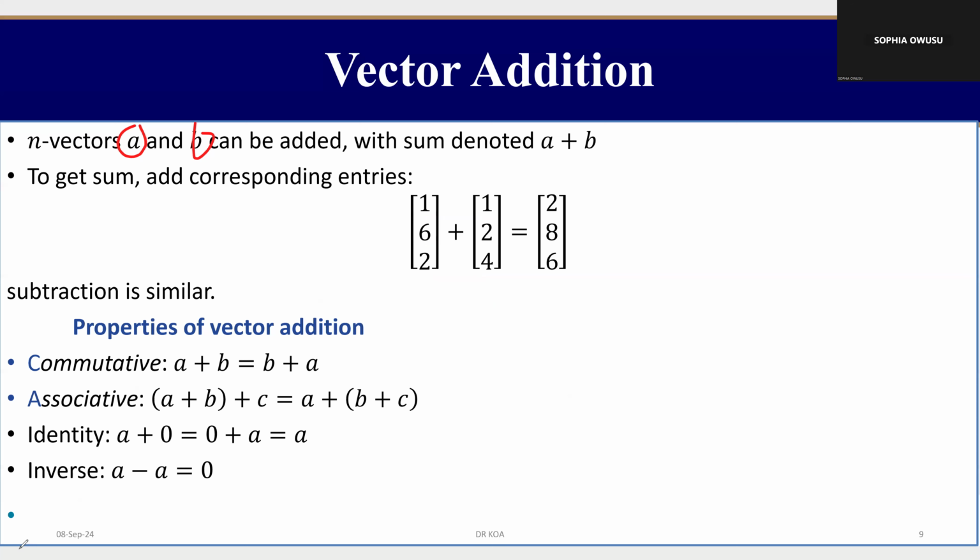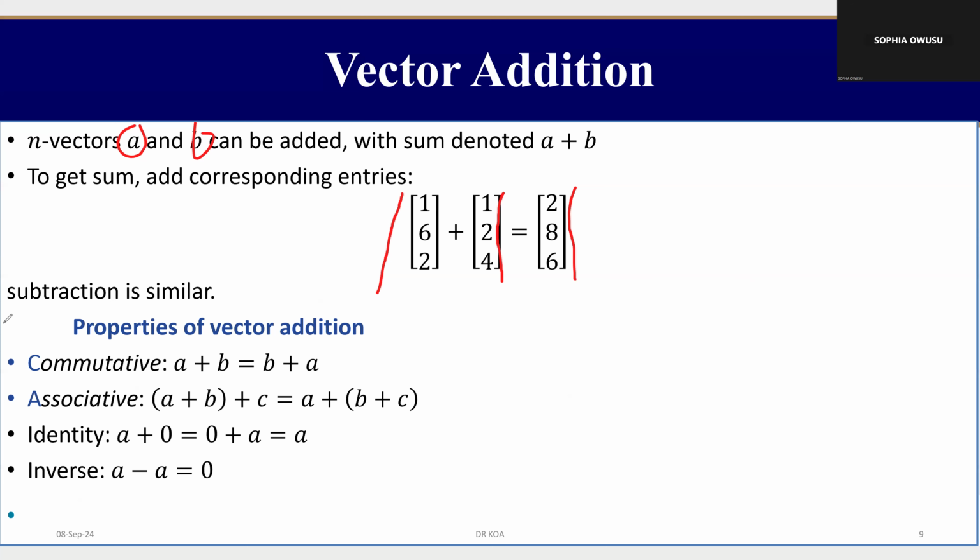Why is each one a vector? It is a vector because it has one column. That's it. Either it has one column or one row. That's a vector. For example, the first column is 1, 6, 2. Another column is 1, 2, 4. Another column is 2, 8, 6. That is what makes it a vector: either one column or one row.